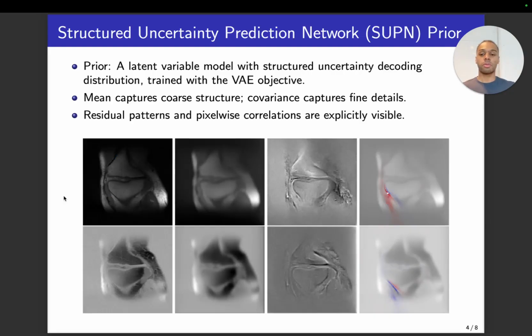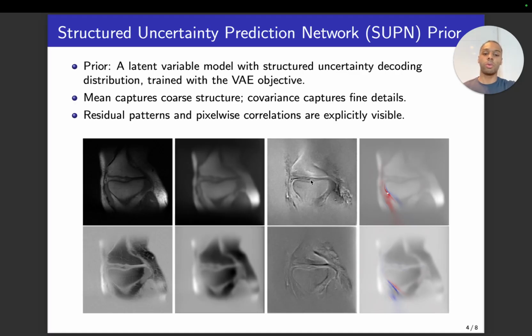Using this distribution, we can see an example here of the sorts of information that is captured. On the left-hand side, we have the ground truth image, so this is the real and complex channels. The second column shows the mean of the VAE decoder. In a VAE, you decode a latent variable into a Gaussian distribution, and this is the mean of that Gaussian distribution. You can see that it captures the large-scale structure, but none of the fine details. And this is very common of VAE reconstructions.